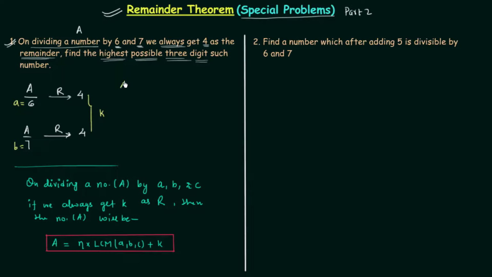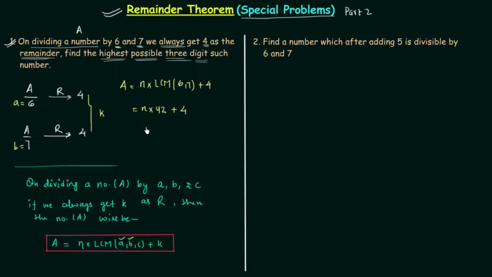The number A is simply equal to n multiplied by LCM plus k. In this case we only have two numbers, 6 and 7. So a and b are there, c is not there. So we will find the LCM of 6 and 7, and then we will add 4 to the product of n and the LCM of 6 and 7. LCM of 6 and 7 is equal to 42. So n multiplied by 42 plus 4.